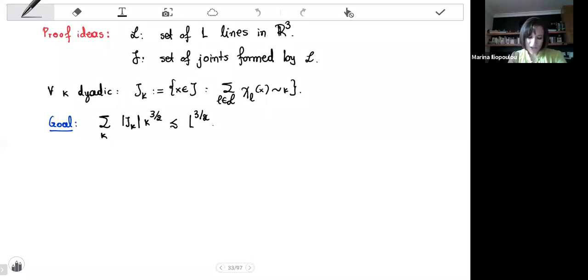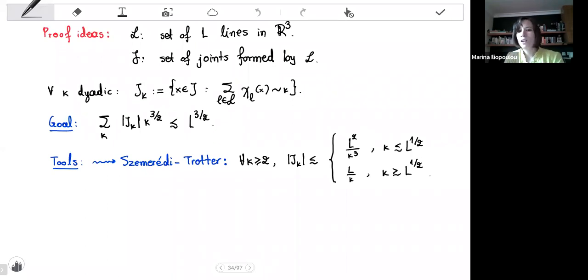For every joint in J_K, we have K lines through it, so that's what we have to raise to the 3/2. All right, we'll use two basic tools for this that have to do with Euclidean space, so both fail in finite fields. One is the Szemerédi–Trotter theorem. It says, and it's not just for joints, of course, it's for general points, you can control the number of points according to how many lines pass through each.